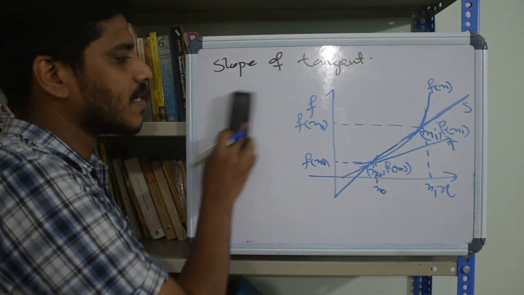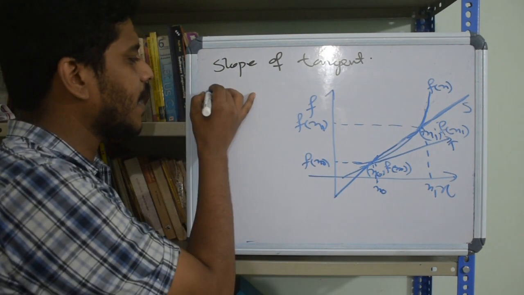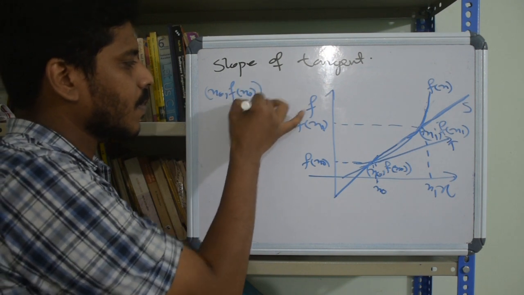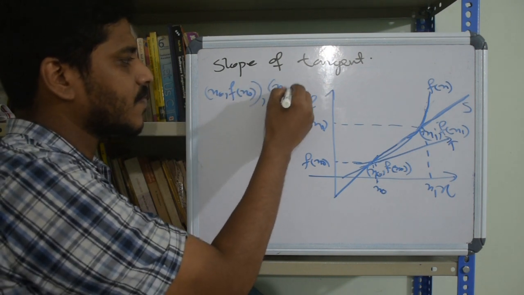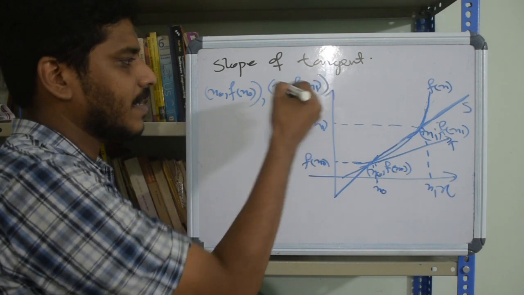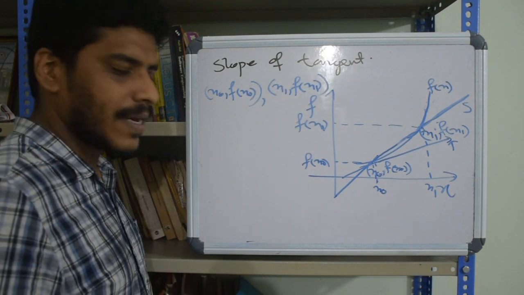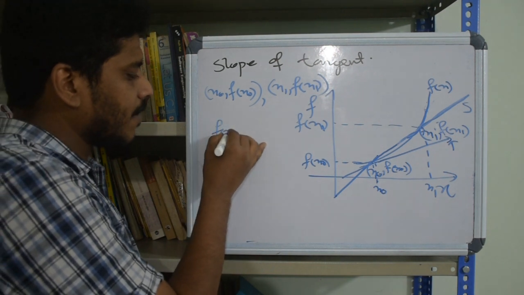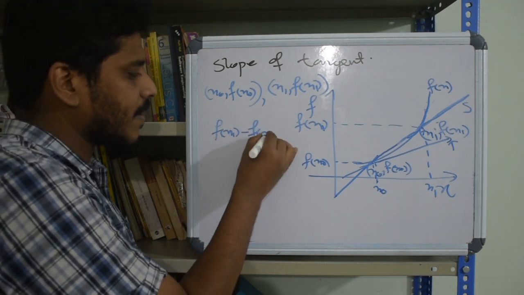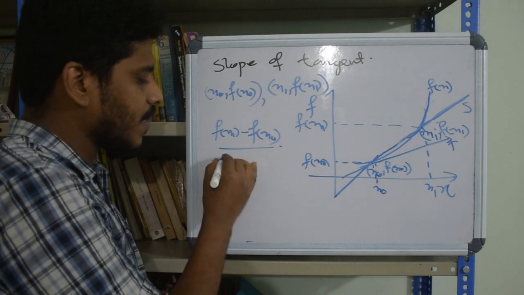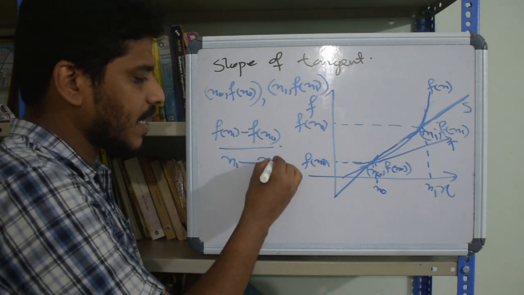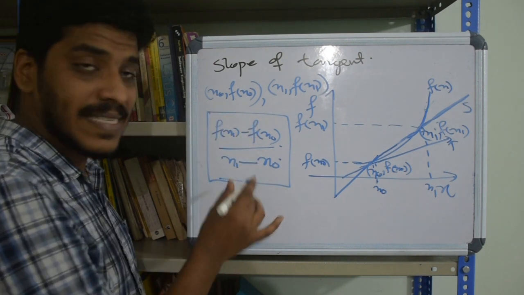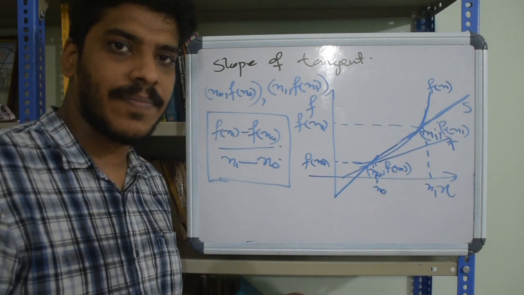So what are the 2 points available here? We have x naught, f of x naught and x1, f of x1. Right. So the slope can be evaluated as f of x1 minus f of x naught divided by x1 minus x naught. So this gives the slope of the secant line, not the tangent line.